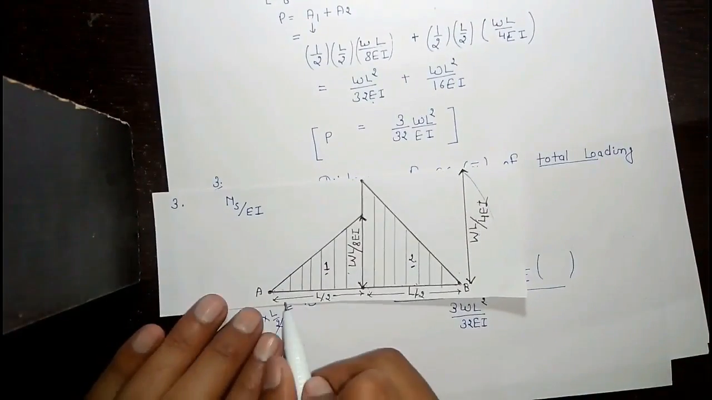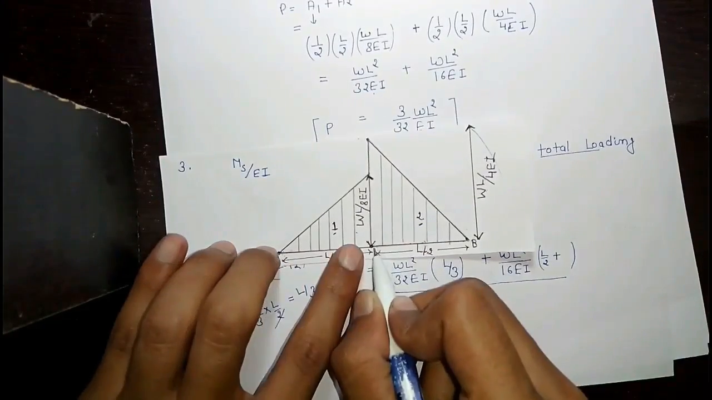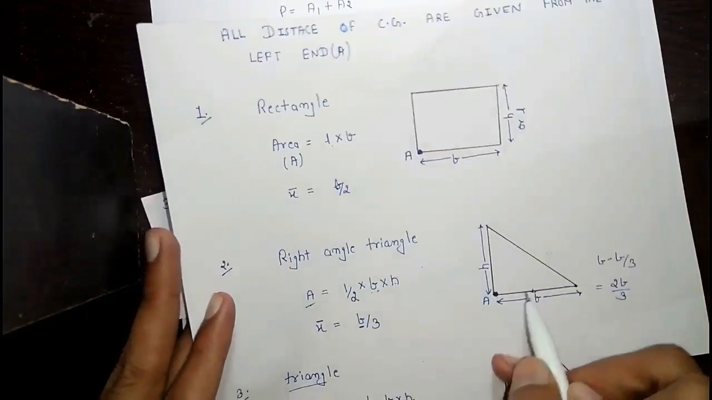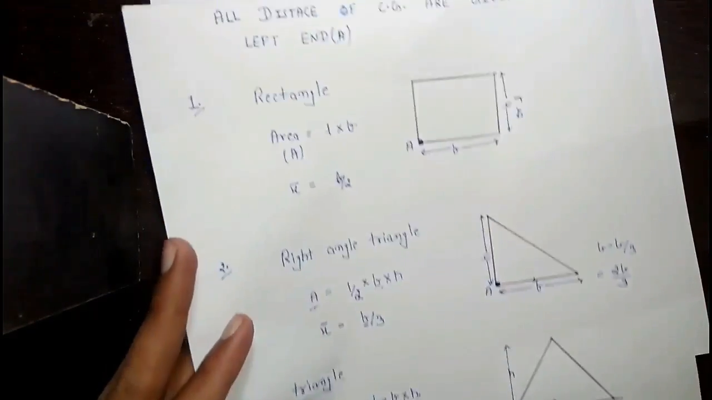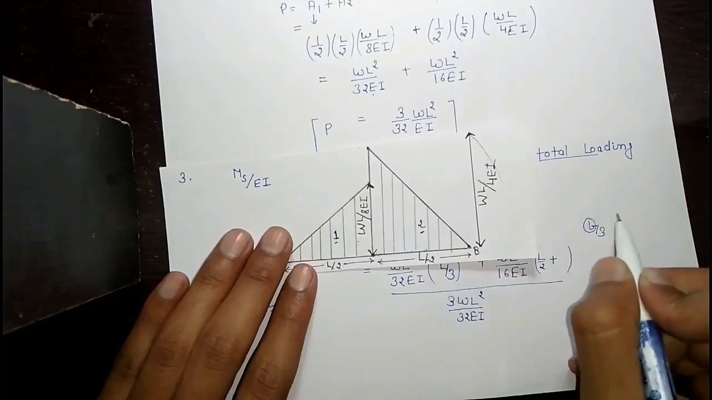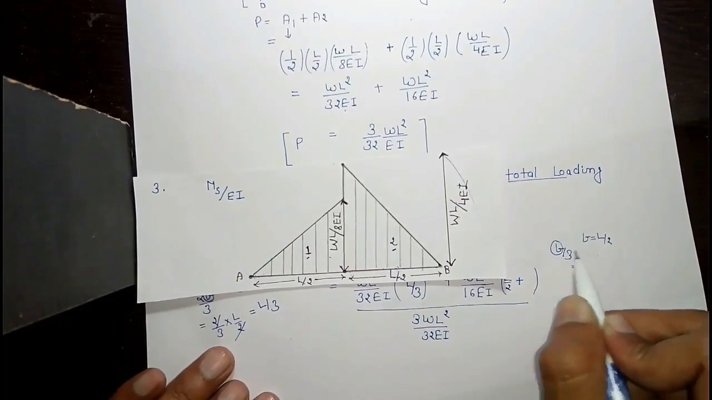Now for the second right angle triangle, it will be L by 2 plus, from the perpendicular end, b by 3, and b is equal to L by 2 for the second right angle triangle.